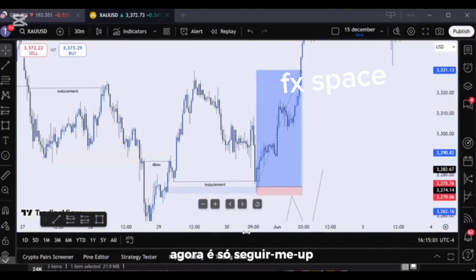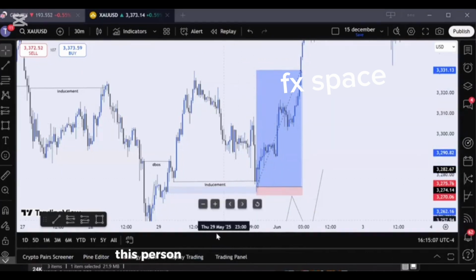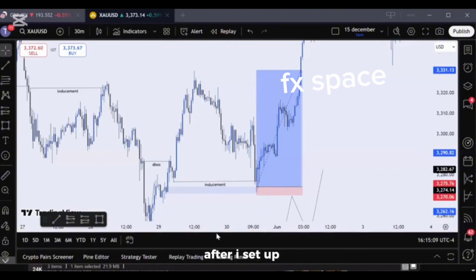Are you guys following me? A person is asking me how long I'll wait after I set up. How will I know how long it will take market to trigger my entry? You don't control the market. You wait until market triggers your entry. How will I know how long I'll wait for a setup? I don't control the market.